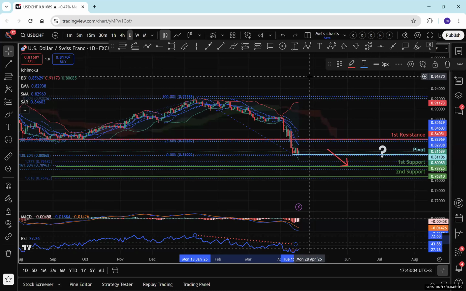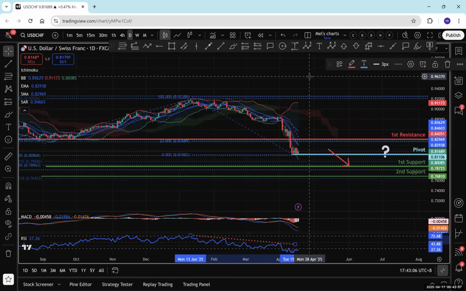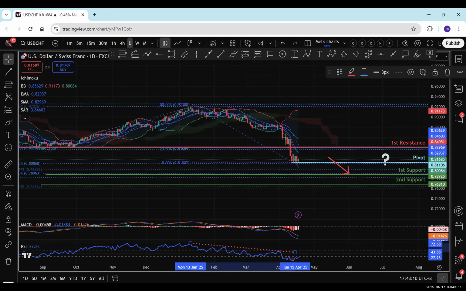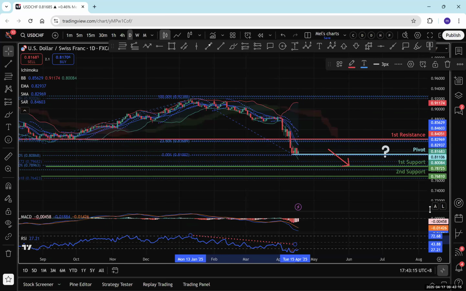Any questions? If not, let's go ahead and look at our last chart for today. Dollar CAD.